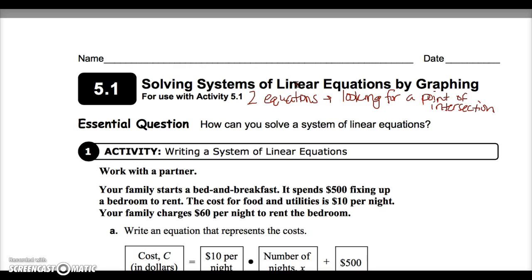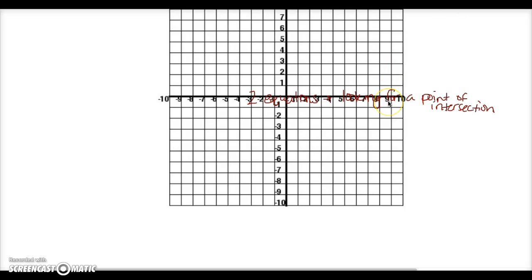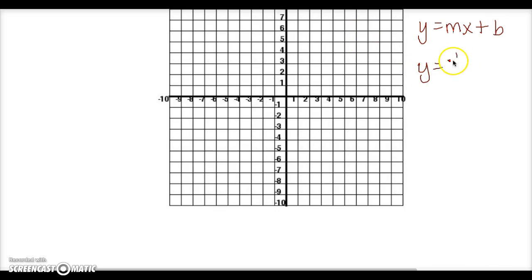Now, before we go on and start looking at this, I want to review how you actually graph linear equations. Remember, the easiest way to graph is if they are in this form, y equals mx plus b. So let's say we have y equals 1/2 x minus 4. First thing you have to do is plot the y-intercept, which is b. In this equation, that's going to be -4. So I'll come down to -4, put a dot.